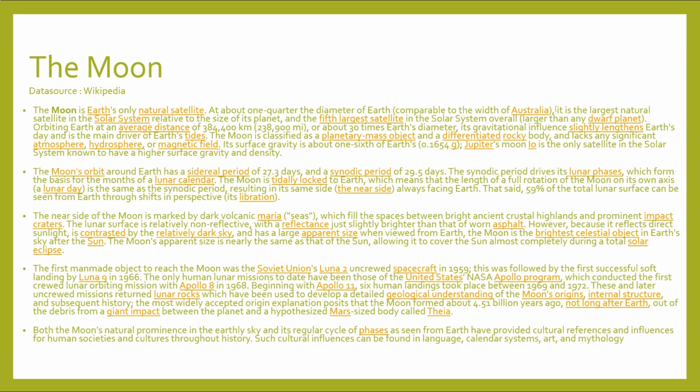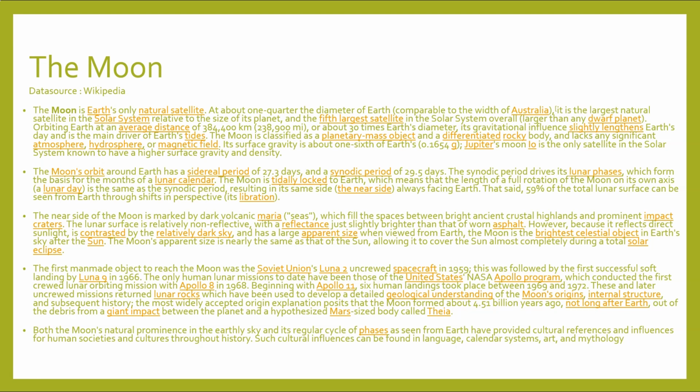Jupiter's moon Io is the only satellite in the solar system known to have a higher surface gravity and density. The Moon's orbit around the Earth has a sidereal period of 27.3 days and a synodic period of 29.5 days. The synodic period derives its lunar phases, which form the basis of the month in the lunar calendar. The Moon is tidally locked to Earth, which means the length of the full rotation of the Moon on its own axis is the same as the synodic period, resulting in the same side always facing Earth.